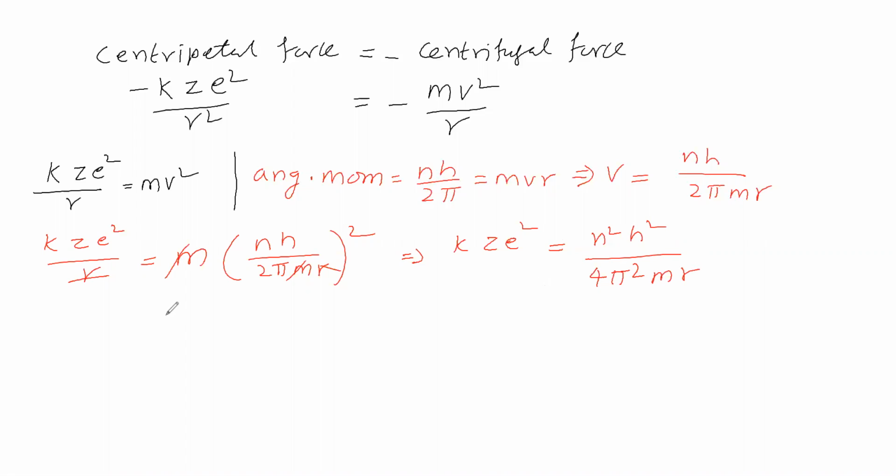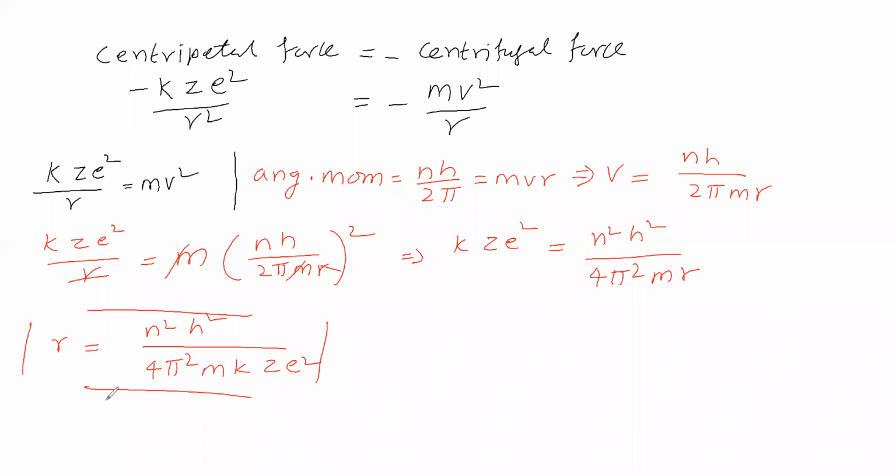Now we want the radius of orbit. r is the radius of orbit, which is equal to n square h square by 4 pi square m k z e square. So r, the radius of orbit, is equal to n square h square by 4 pi square m k z e square. It is the formula for the radius of orbit.